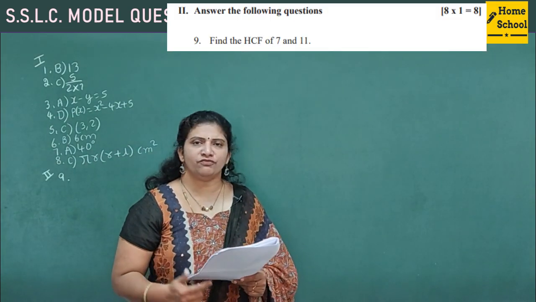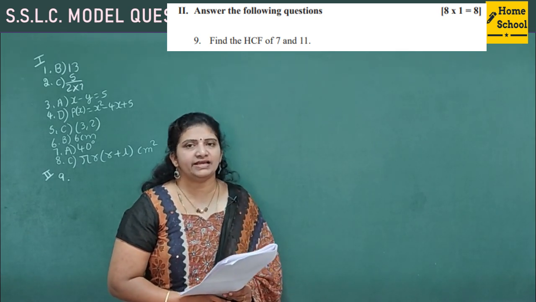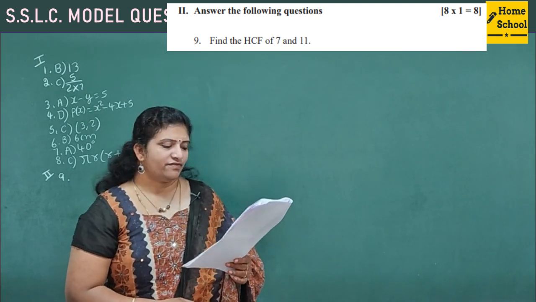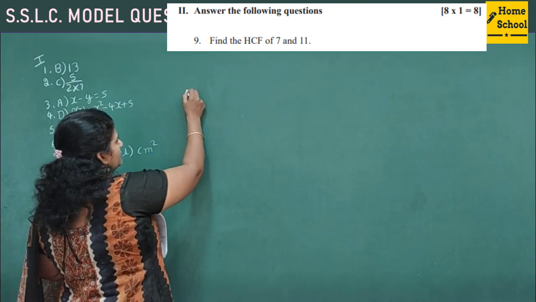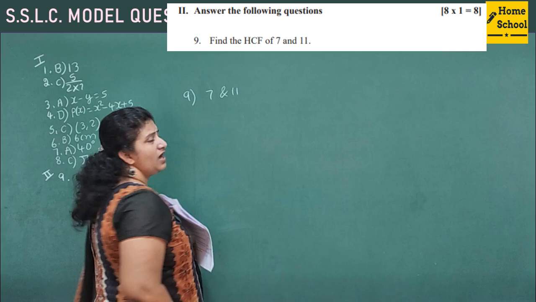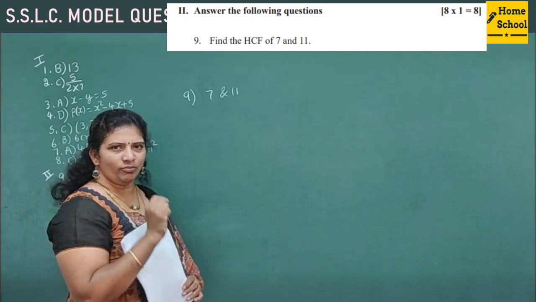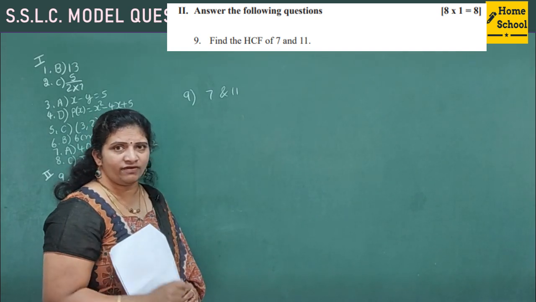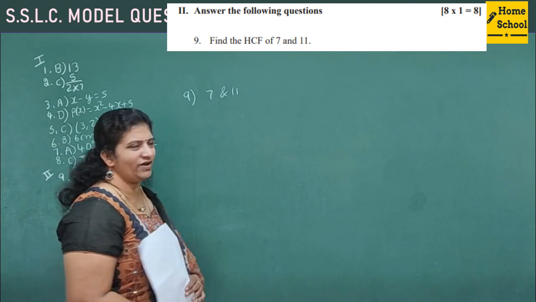Second main, answer the following questions. In this again you will be having 8 questions. Each carries 1 mark. 8 into 1, 8 marks. 9th one. Find the HCF of 7 and 11. 7 and 11. Highest common factor. Do you have any common factor among the 7 and 11? No, there is no common factor. That means only 1 is the common factor.